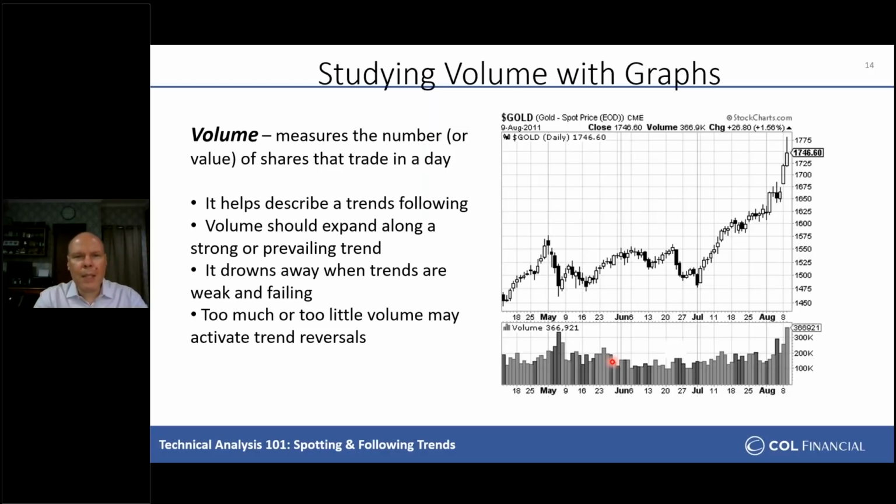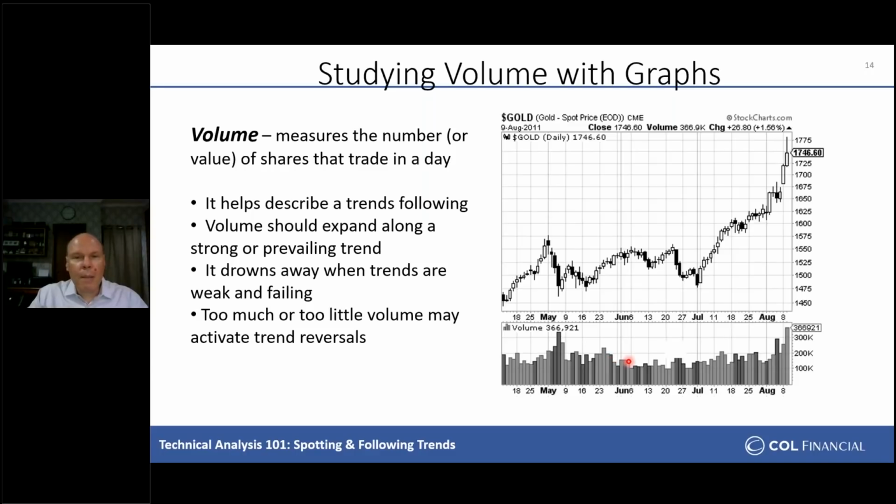It normally expands as the trend moves along, and it dries away when the trend starts to weaken. But one thing I want to impart is that if volume spikes up by a tremendous amount out of the ordinary, or drops down by an extraordinary amount, then these areas could be telling you that a potential turnaround of the trend could be upcoming. So keep watch of that.